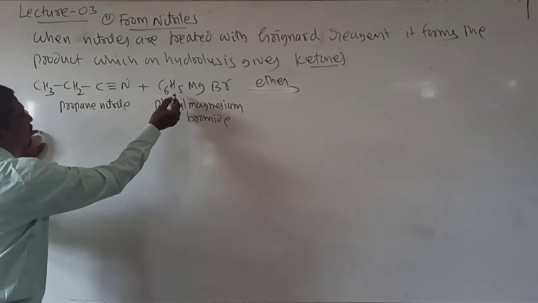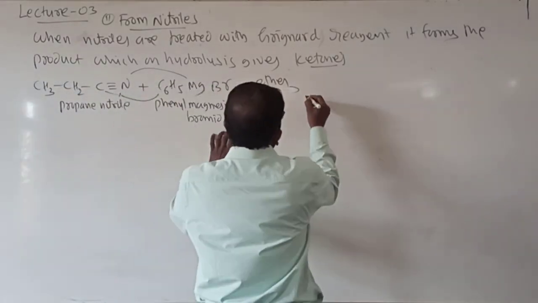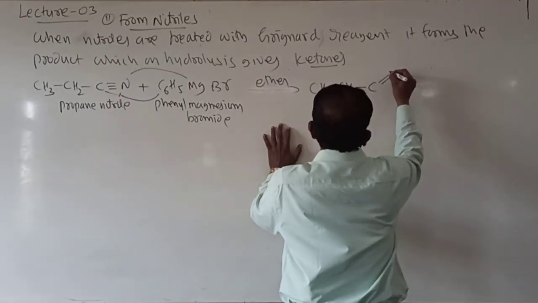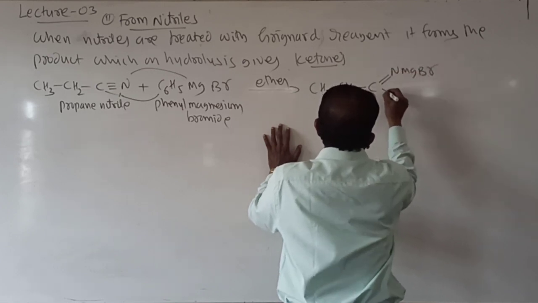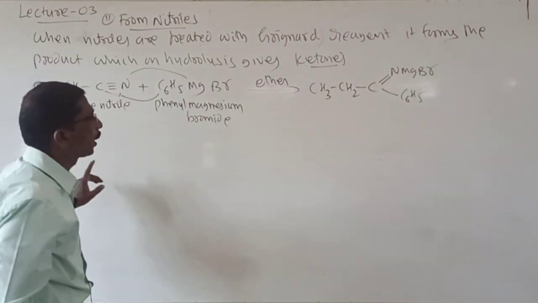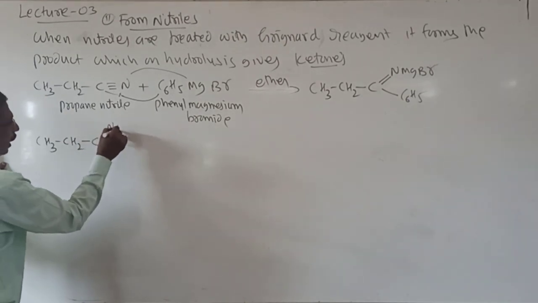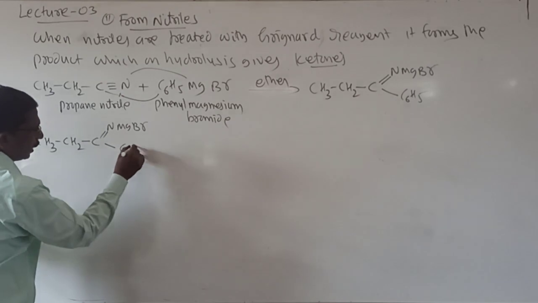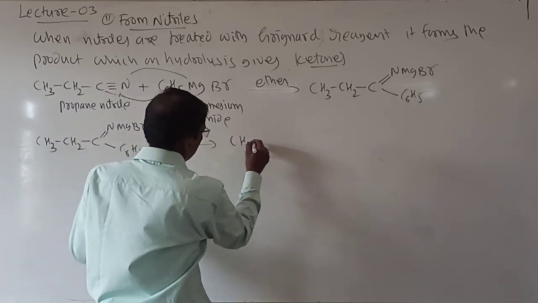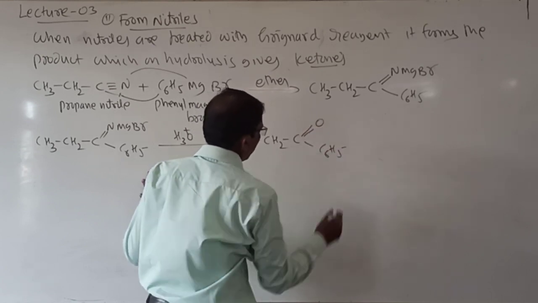look here students, the phenyl group and the MgBr group are added here, and then it forms CH3CH2C=N-MgBr with C6H5. And this product on hydrolysis, when treated with dilute acid, undergoes hydrolysis and forms CH3CH2C=O with C6H5.